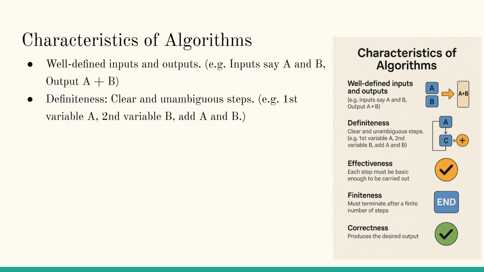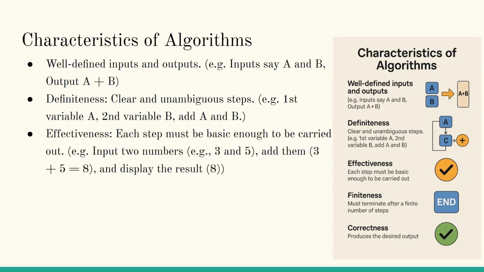Definiteness. This means each step of the algorithm should be clear and unambiguous. In this case, for example, take the first number A and take the second number B. Add A and B to get the sum. Output the result. Every step is clear and leaves no room for interpretation. Effectiveness. Each step must be basic enough to execute. In this example, taking inputs, adding numbers, or displaying outputs are operations that can be easily performed by a computer or a person using a calculator.